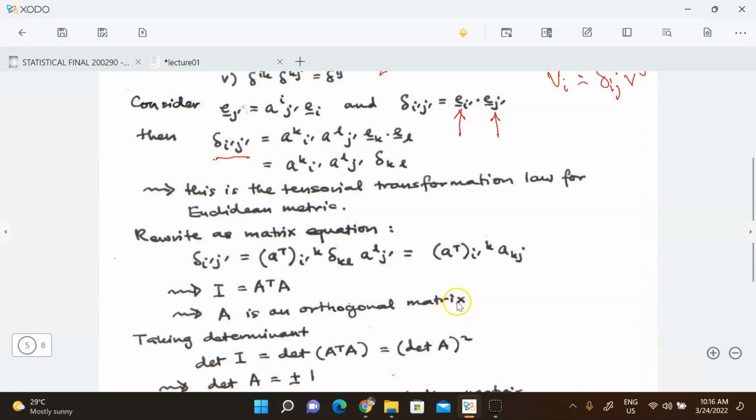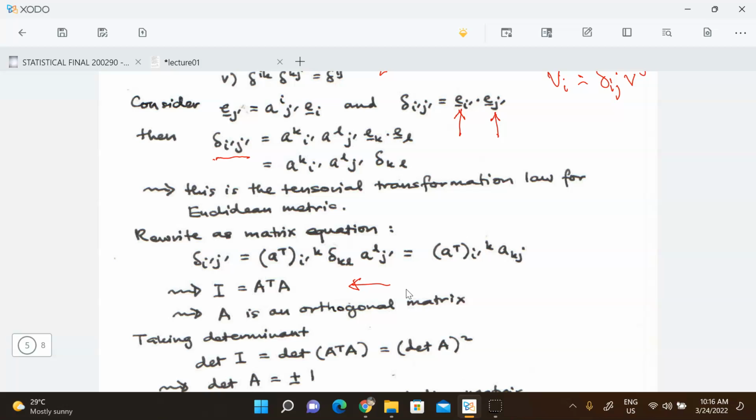So this is again, I can think of the transformation law for the Euclidean metric as another way of understanding this transformation matrix being an orthogonal matrix. You conclude, actually, we have concluded earlier, but here's another better proof to preserve the metric.